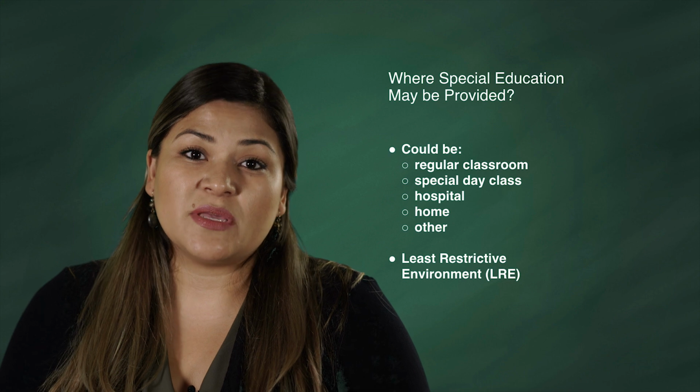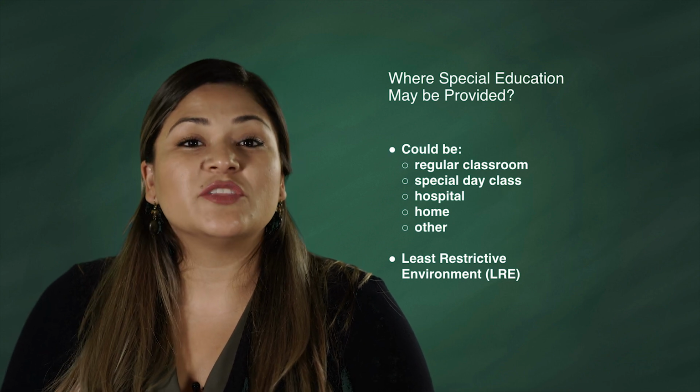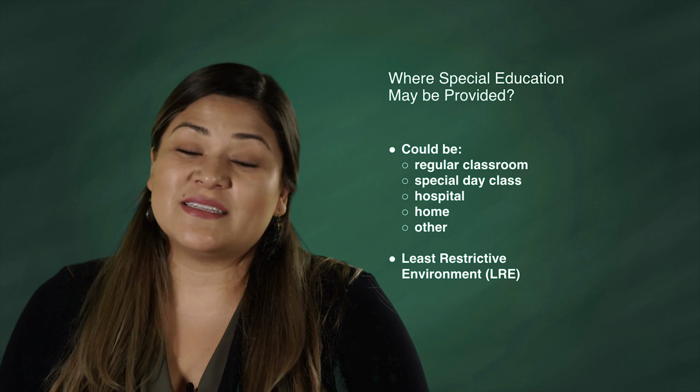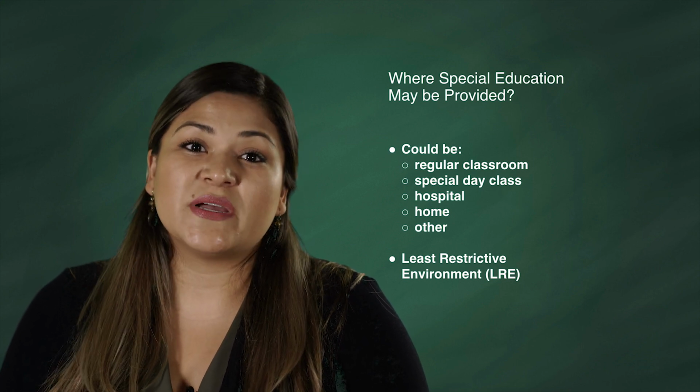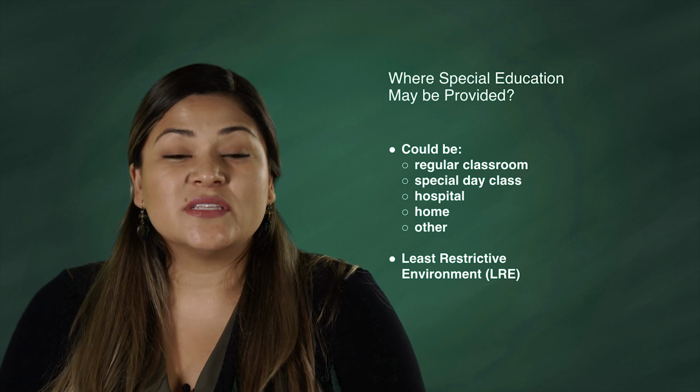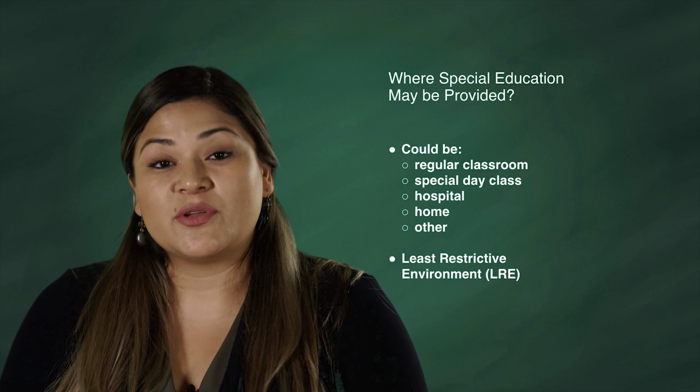Unless a child's IEP requires some other arrangement, the child must be educated in the school he or she would attend if they did not have a disability. Special education instruction must be provided to students with disabilities in what is known as the least restrictive environment, or LRE.